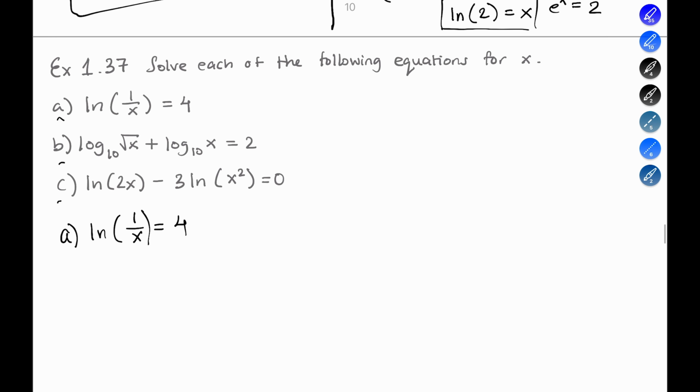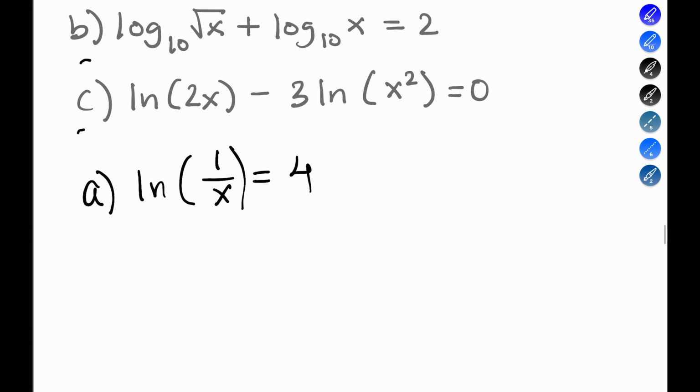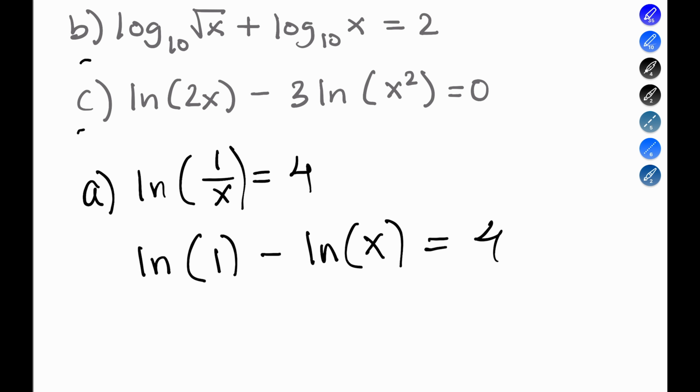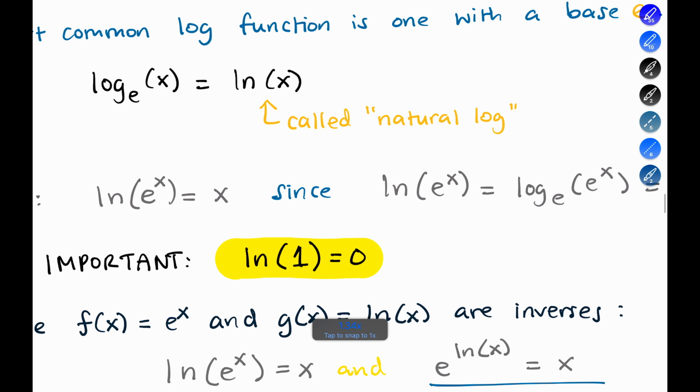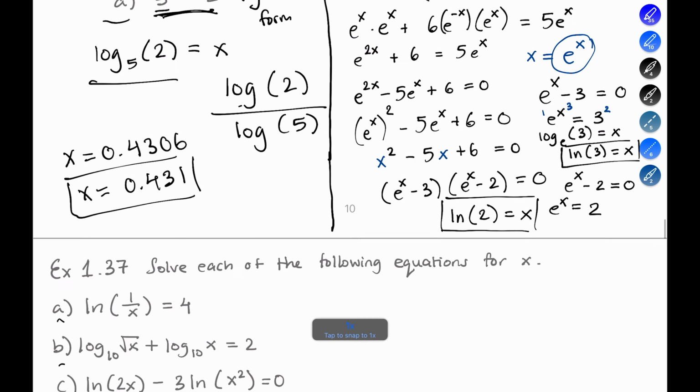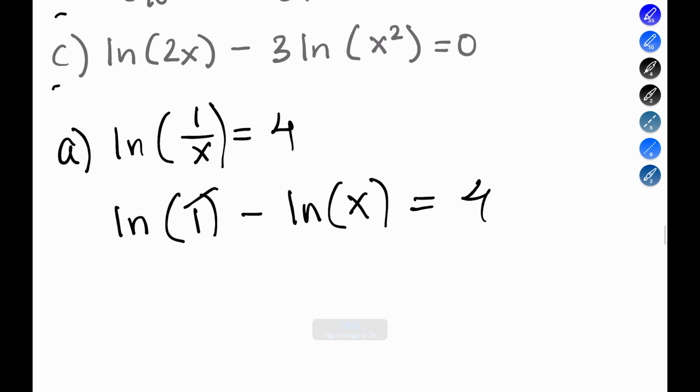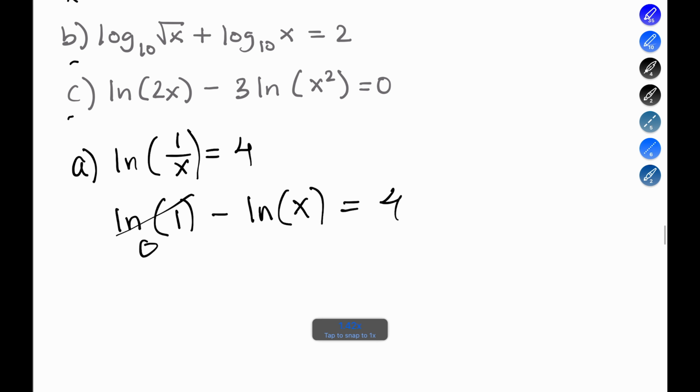So this will become natural log of 1 minus natural log of x. That is going to be equal to 4. And remember the note I talked about earlier? That important note: natural log of 1 is always equal to 0. And we have a natural log of 1 right over here, so this is just equal to 0. And we have negative natural log of x is equal to 4.